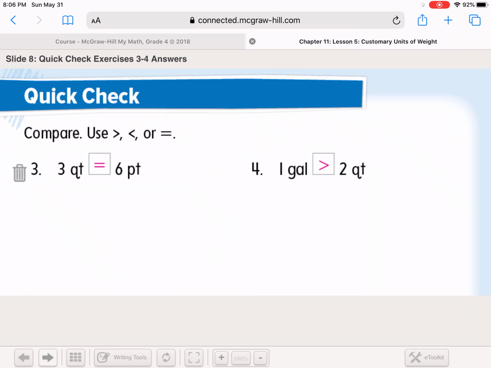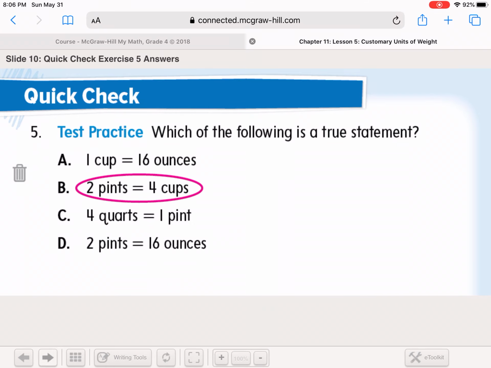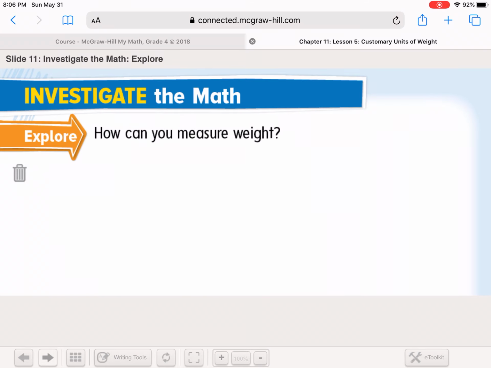I'm going to jump through here. Today's lesson's very easy. You guys are going to be like, oh my God, I can't believe this is it. How can you measure weight? All right, well, it depends on what you're measuring for how you measure weight. I have a 20-pound cat.